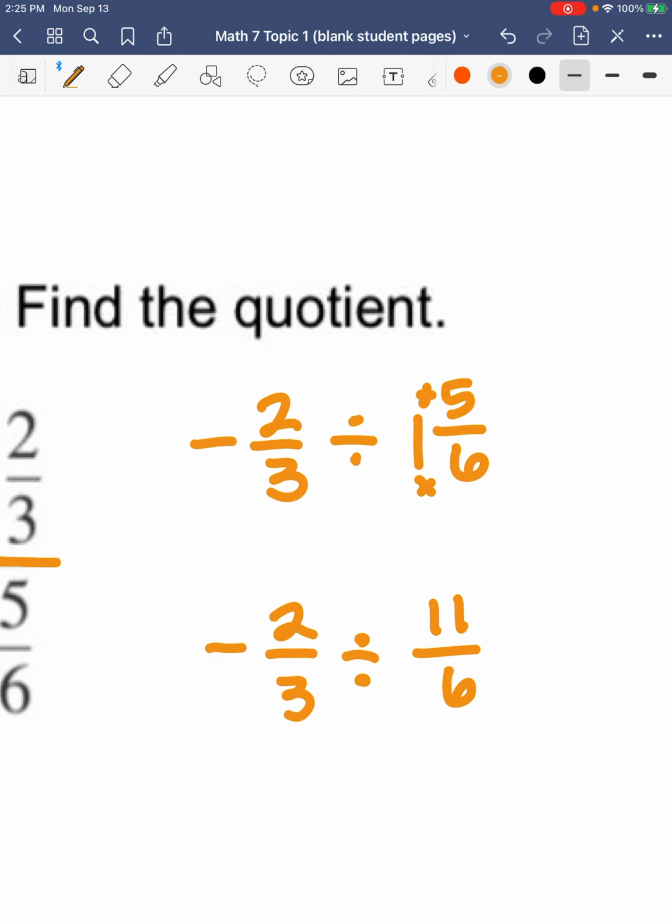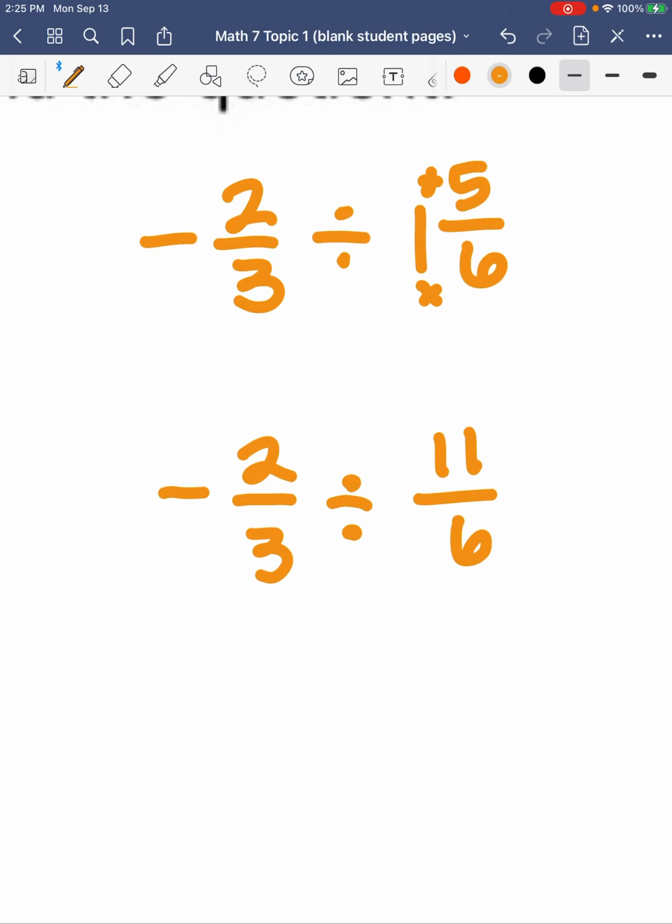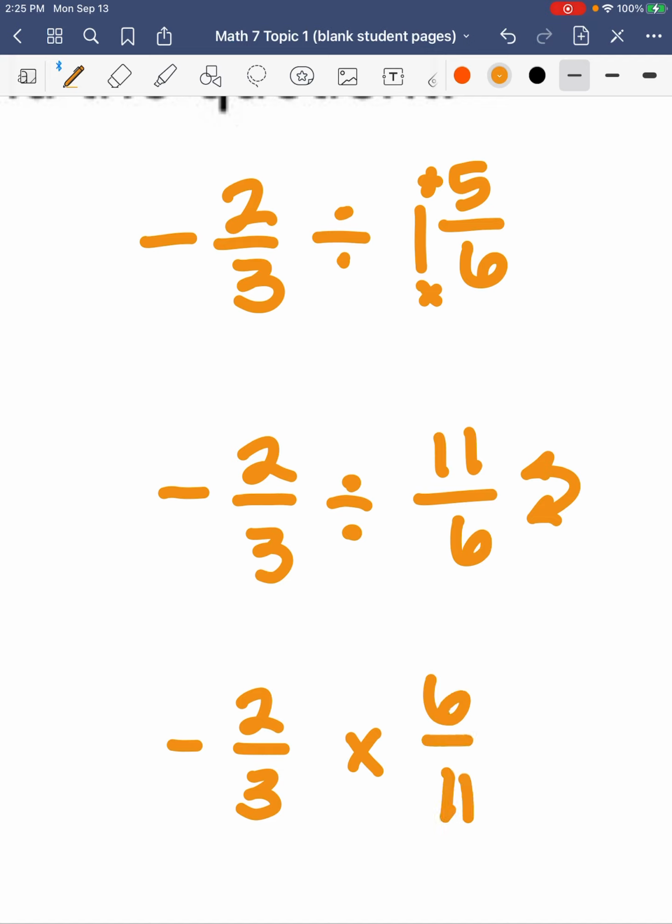Now we're going to do keep, change, flip. They're both in fraction form, so we're ready for keep, change, flip. What am I going to keep? I'm going to keep the very first thing. So negative 2/3. I'm going to change division to multiplication, and I'm going to flip this one here. So it's going to become 6 over 11.